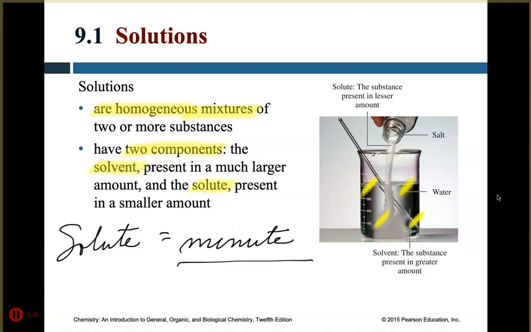That's because it's spelled exactly the same as the word minute, and it comes from the same etymology, being a smaller component. So a minute is a small component of an hour. A minute component, or solute, is a small component of the solution. And so that's how we want to think about those two words, because it confuses a lot of students because the first three letters are exactly the same. So that might be a challenge.